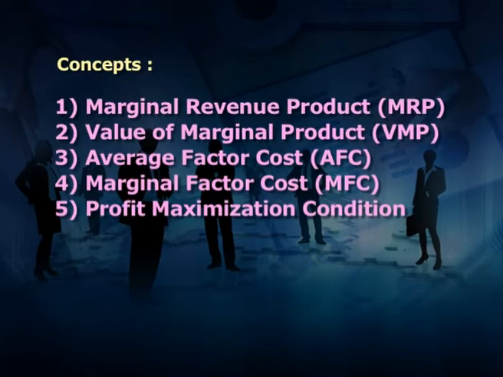First is marginal revenue product, MRP. MRP is obtained by calculating the difference between two successive total revenues. MRP occurs due to the employment of an extra unit of a factor of production.